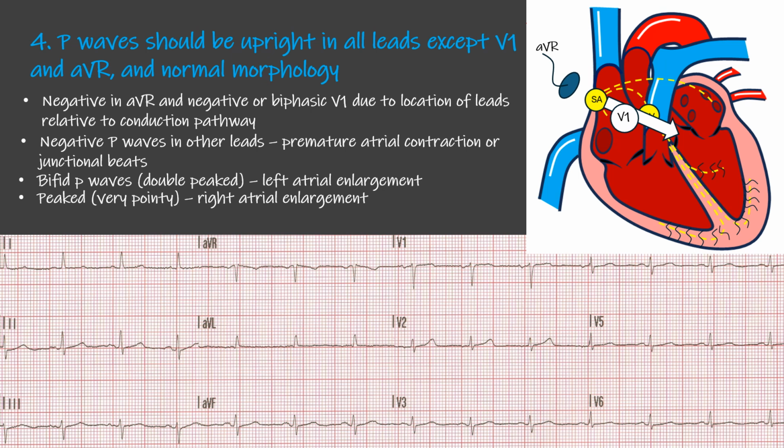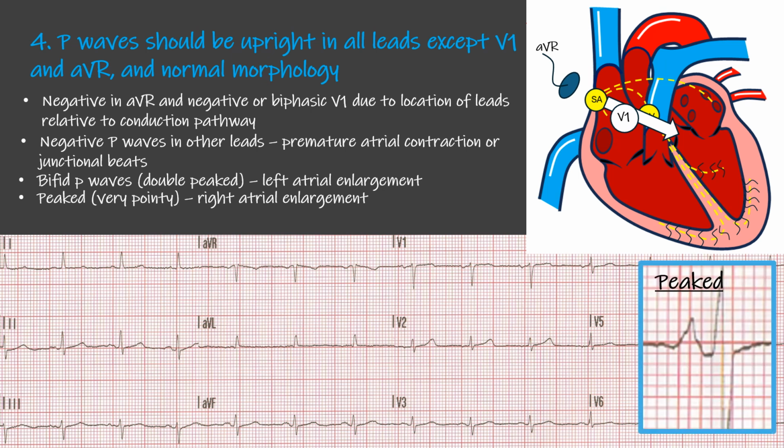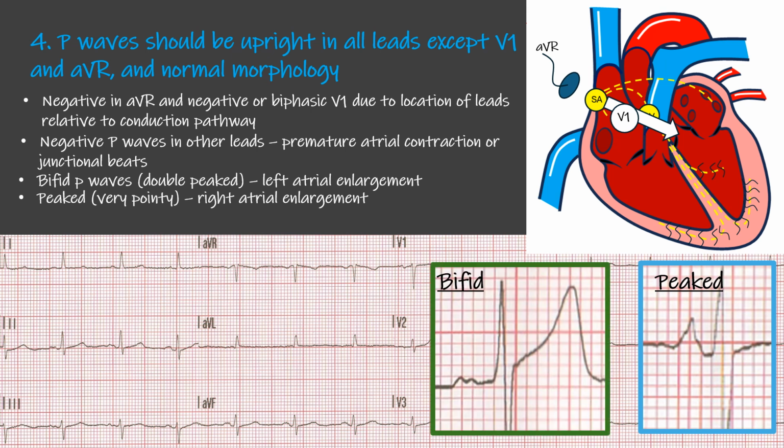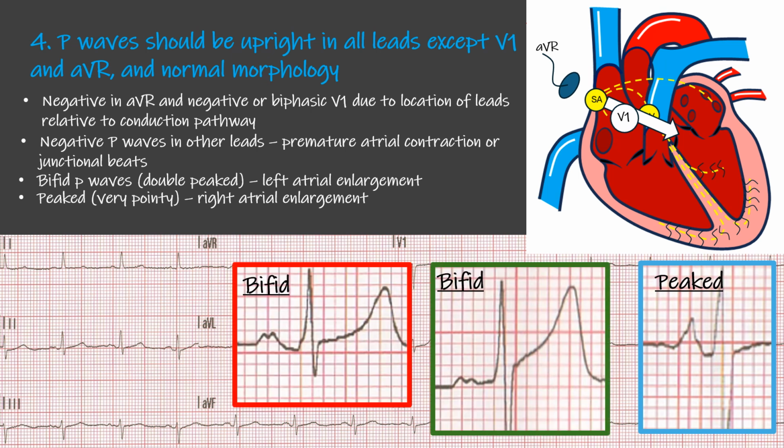So in this ECG example, we can see that the P waves are upright in all leads except AVR and V1, and none of the P waves appear to be either bifid or peaked. Now here are a few examples. So here's an example of a peaked P wave in a patient with COPD, which has caused structural changes to the right side of the patient's heart. And these are 2 examples of bifid P waves in a patient with aortic stenosis and left atrial enlargement. So that's the fourth point we're looking for.